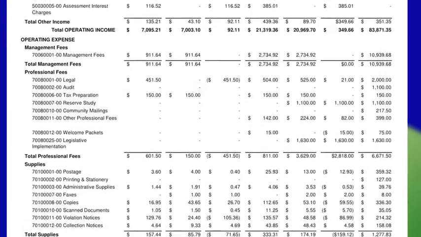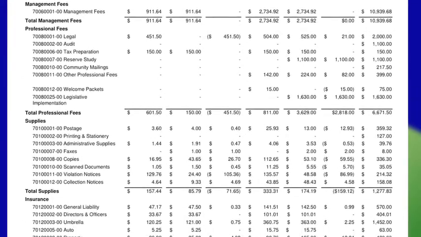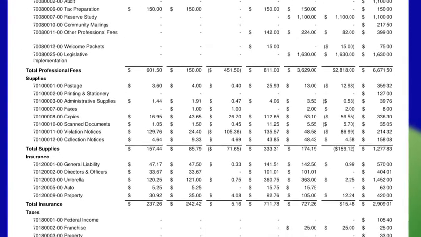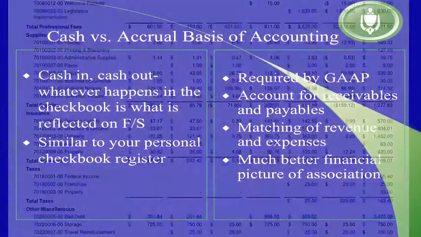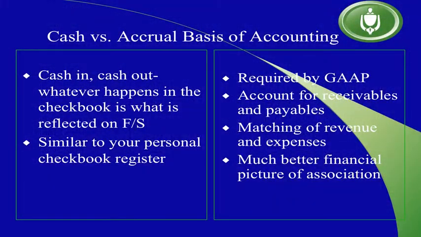Homeowners often ask about cash versus accrual basis of accounting. Cash basis is basically cash in, cash out. Whatever hits the bank account is what gets recorded on the financial statements. Think of that like your personal checking account. The problem with cash basis accounting is it does not give you a true picture of the association's operating results for that period of time.